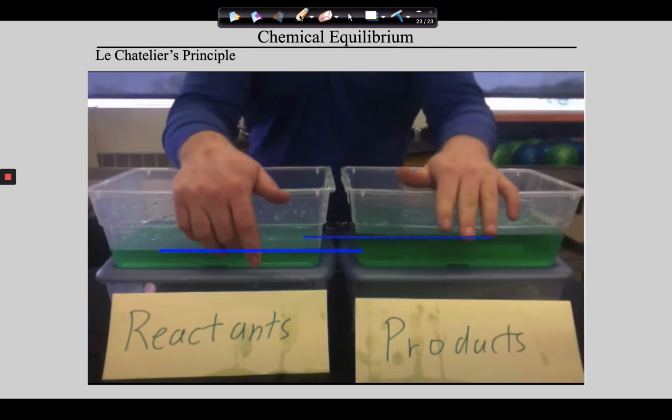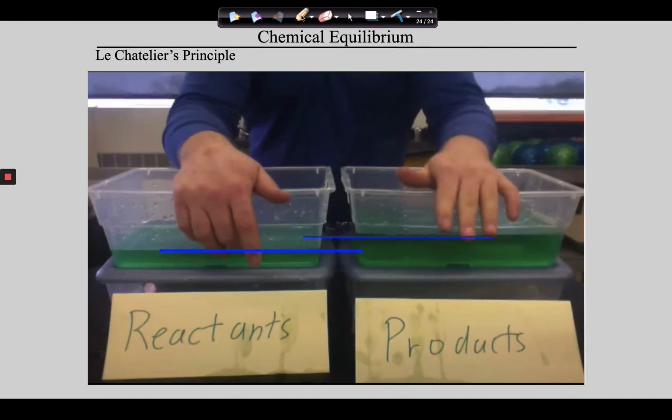And guys, it does not matter what we do. If we were to come in here and dump a bunch of green water into this side, then some of that green water would move forward. This would start to go down, this would start to go up, and it would come back to that 7 to 3 ratio.